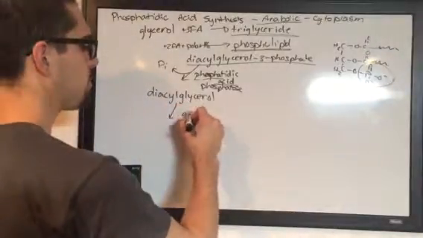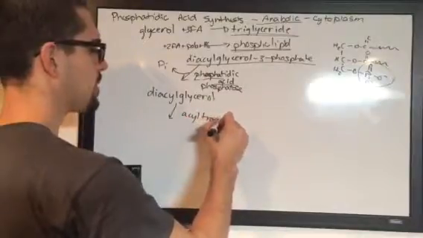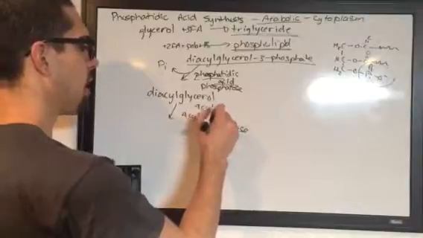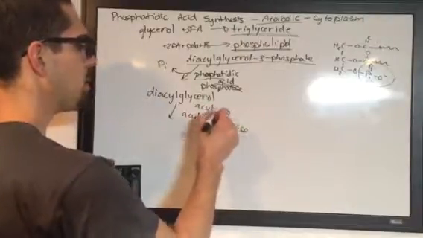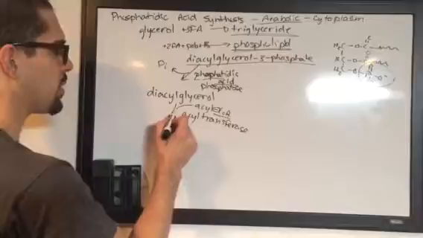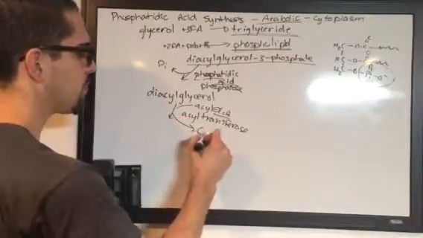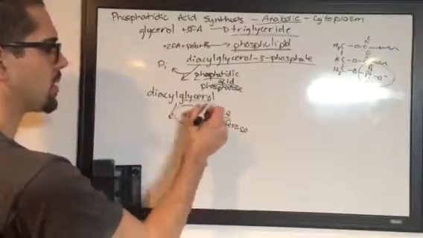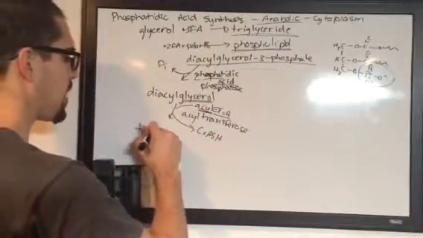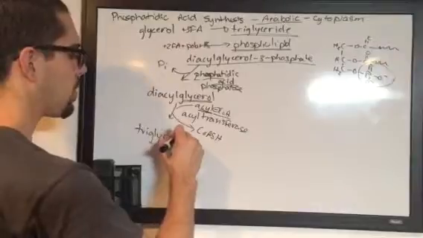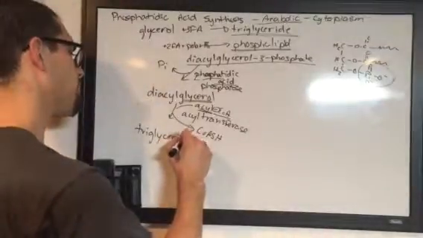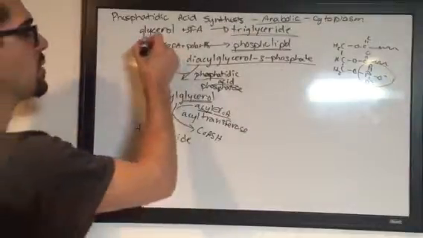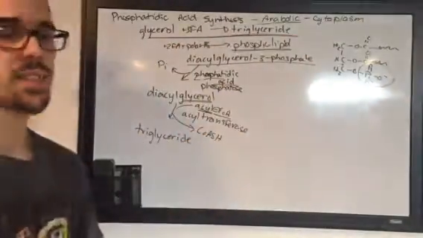Our diacylglycerol can be acted on by acyltransferase again. Again, remembering that we need an activated acyl group, acyl-CoA, because the energy used from that bond right there is going to be used to bind the acyl group onto the glycerol molecule, giving us a triglyceride, or a triacylglycerol. Triglyceride is easier to write, so I wrote that. So this was our first pathway here that went into triglyceride.